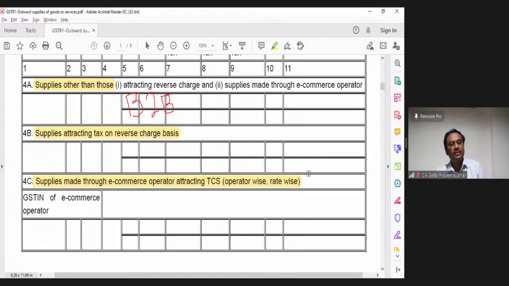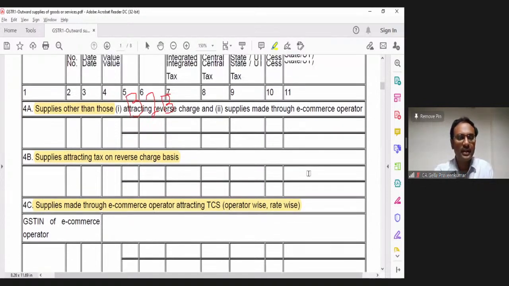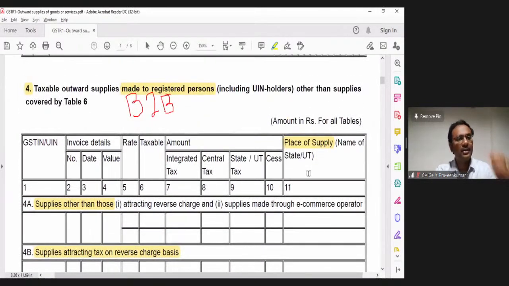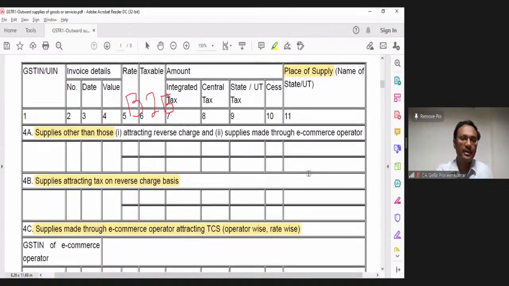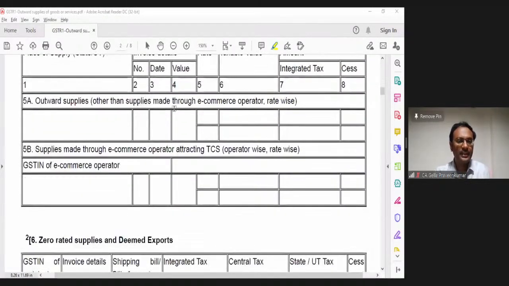Now, e-commerce operator. In case your client comes and says, this is my revenue from e-commerce operator, that particular revenue I need to show here as 4C. Though you're giving the supply to the end customer, called B2C, that particular portion. Now, if it is a B2B transaction, it will come into my table number 4. If it is a B2C transaction, it will come into my table number 5. So this is one thing which we need to keep in mind with respect to your B2B transactions, B2C transactions.